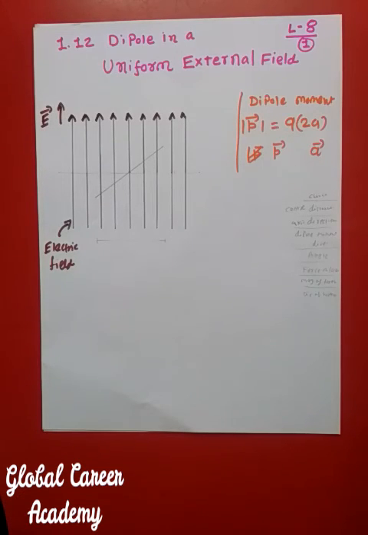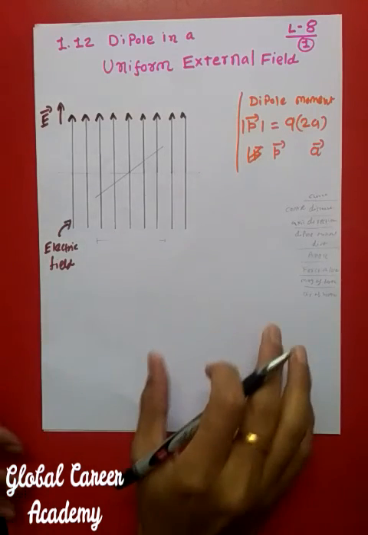So welcome to part 2 of lecture number 8. The topic is 1.12 dipole in a uniform external field. In part 1 we have already discussed a few fundamentals about the torque. So let us start the theory. Dipole in a uniform external field.